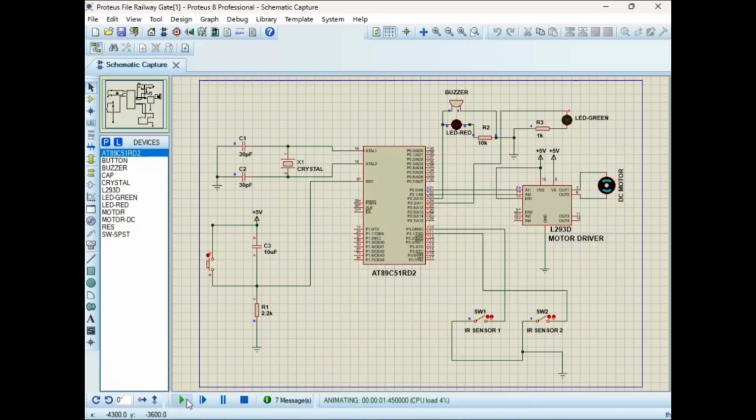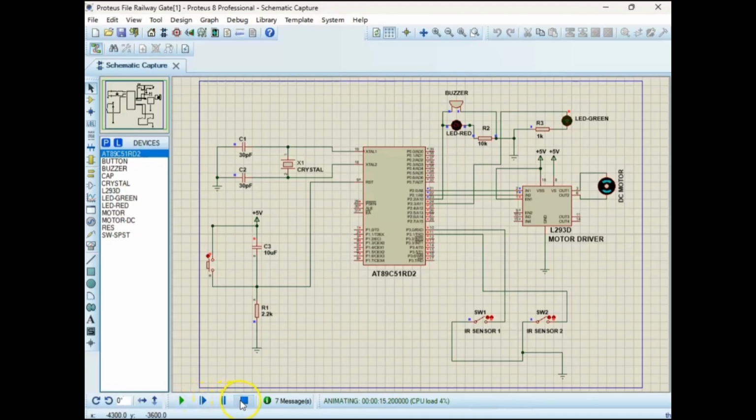As the train approaches the railway crossing, the sensor placed at a certain distance from the gate detects the approaching train and informs the microcontroller about it. This signal is used to trigger the microcontroller for opening or closing of the gates. As the train approaches, IR sensor 1 is triggered. The green LED goes off and the red LED comes on.